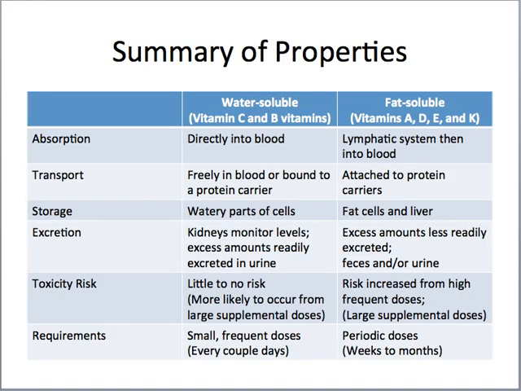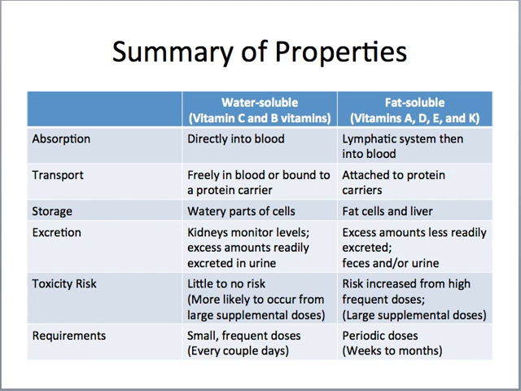So based on solubility, vitamins display common properties. Water-soluble vitamins are able to be absorbed directly into the bloodstream because this is a watery environment. They are then able to travel freely throughout the blood and are stored in watery parts of cells. The kidneys monitor their levels, and excess amounts are readily excreted in the urine. Because excess amounts are readily excreted, there's little to no risk of toxicity, and they're needed in frequent doses.